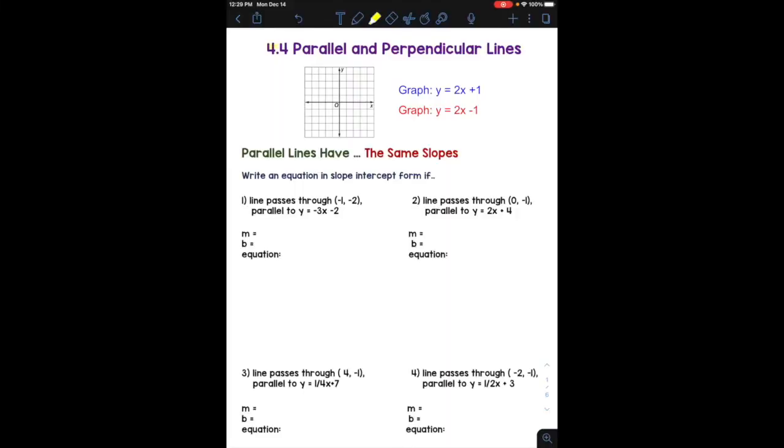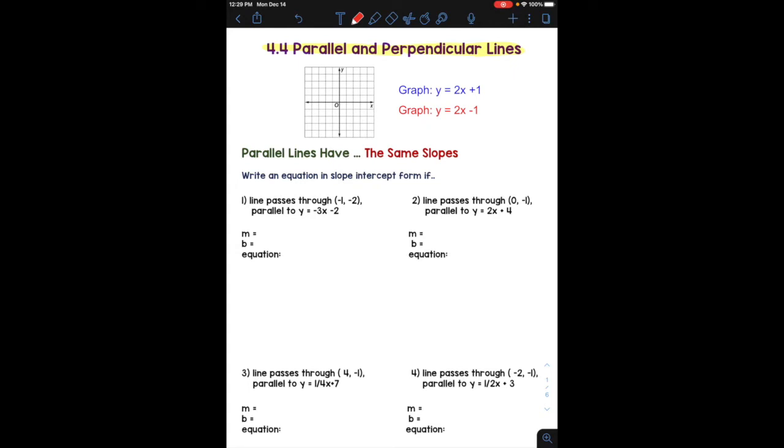Guys, today's lesson is on parallel and perpendicular lines. We will be writing equations for parallel and perpendicular lines in slope-intercept form, but before we do so, we're going to investigate their slopes. So the first problem below, we have a coordinate plane, and we're going to graph the two equations to the right.